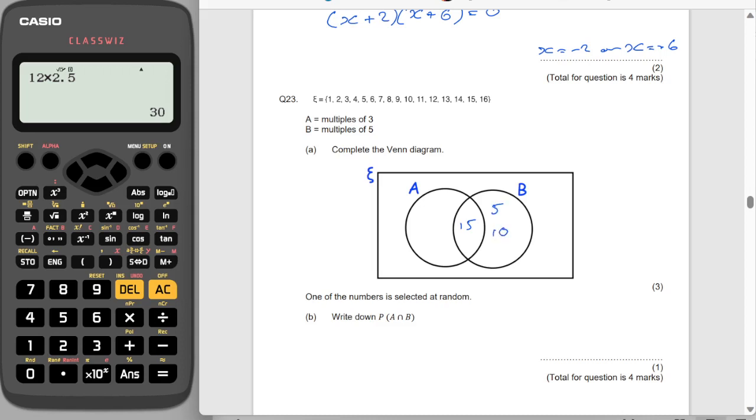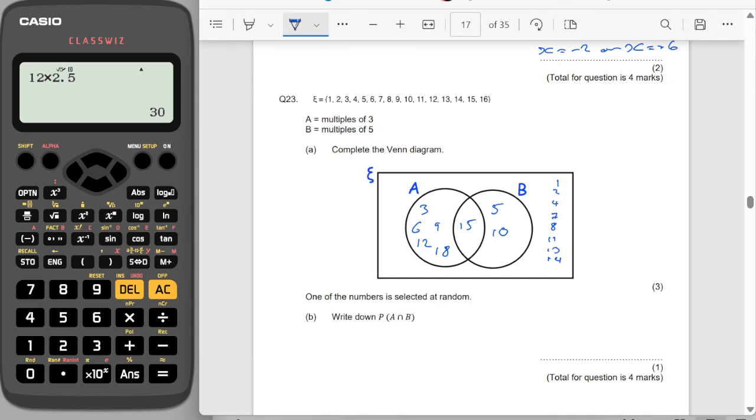I'm then going to do the multiples of 3. So we've got 3, 6, 9, 12, 15, and 18. And then I'm going to list the others down here. So we've got 1, 2, 3 we've used, 4, 5 we've used, 6 we've used, 7, 8, 9 we've used, 10 we've used, 11 we've not used, 12 we've used, 13 we've not used, 14 we've not used. So let me just check. 1, 2, 3, 4, 5, 6, 7, 8, 9, 10, 11, 12, 13, 14, 15, 16.